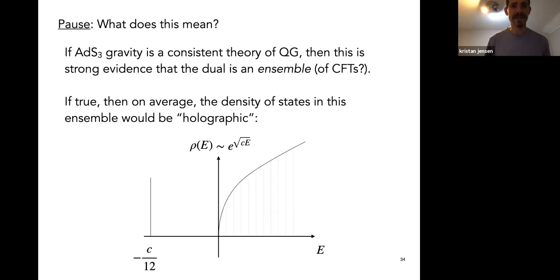If this is true, then, on average, the density of states for a CFT in this ensemble would look like the density of states you get from Maloney-Witten after these things about negative norm states and whatnot. In other words, on average, the density of states would have a delta function telling you that there's the identity operator, and then a large parity-like spectrum starting off its life at the BTZ black hole threshold near c over 12. Where did you get this equation from? Is that just from Maloney-Witten?